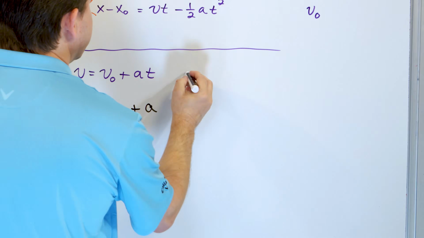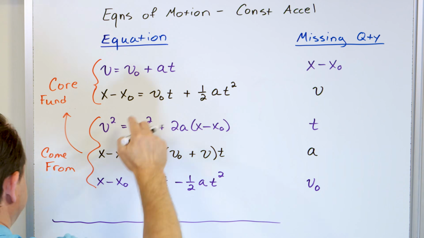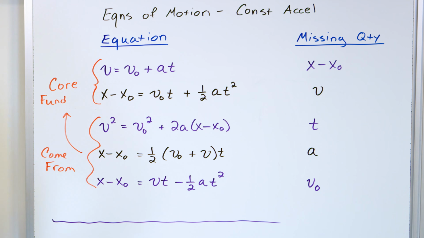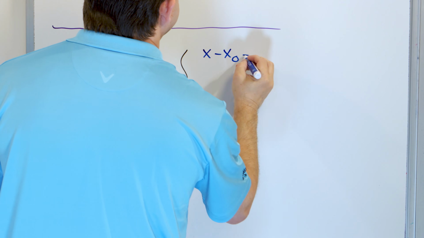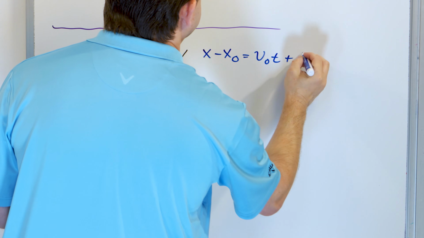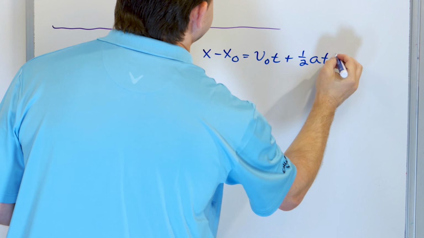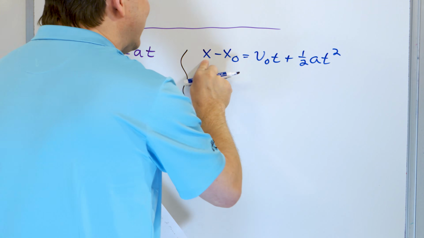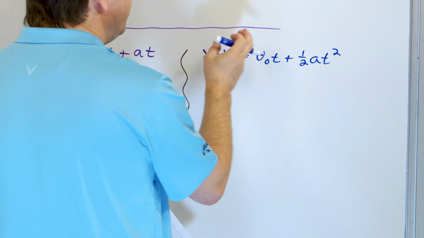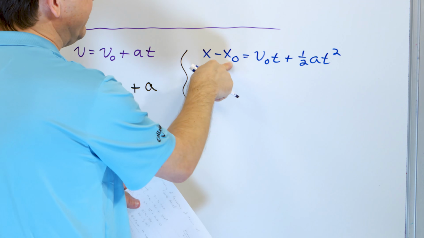Now let's do the same thing over here. Let's take this equation: x minus x naught is equal to v naught t plus 1/2 a t squared. Usually you write the x naught over here, because x minus x naught means delta x. It means how far I have moved beyond my initial position.